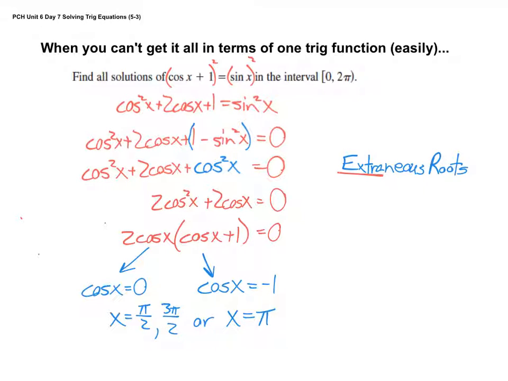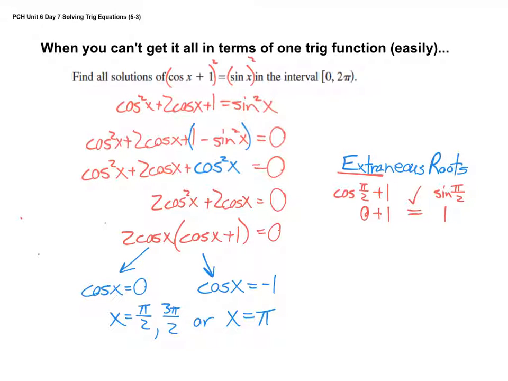So we're going to test cosine of pi over 2 plus 1 and see if that equals sine of pi over 2. What's cosine of pi over 2? 0. 0 plus 1. What's sine of pi over 2? 1. So those are equal, so I know that that is a solution to our equation.